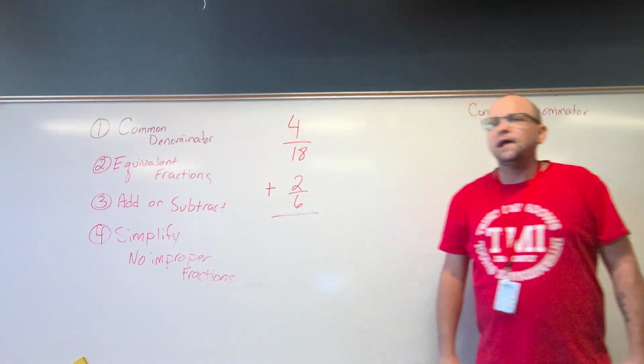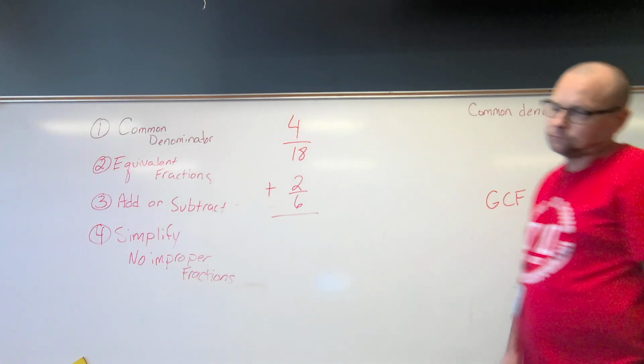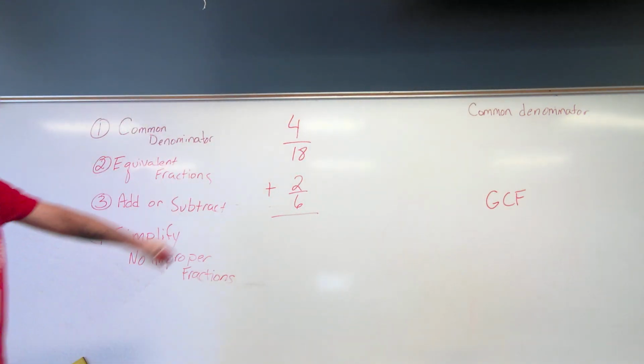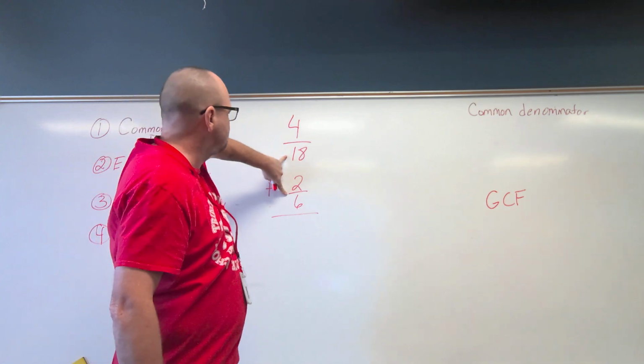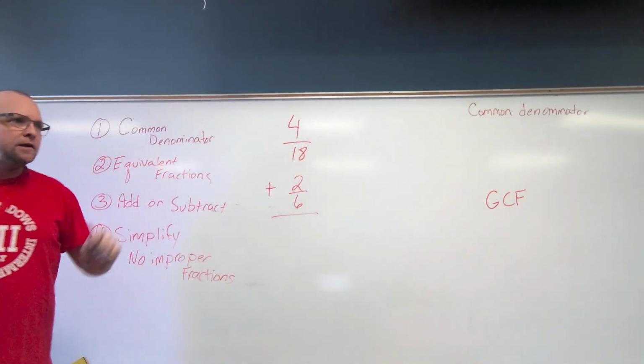Joe Michael, can I add these two fractions like they're currently written? No. Why not, Joe Michael? Because 2/6, the denominators are the same as the 40. Good. We have two different denominators. We have 18 and 6. Now, Joe knows what the common denominator is, right, Joe?